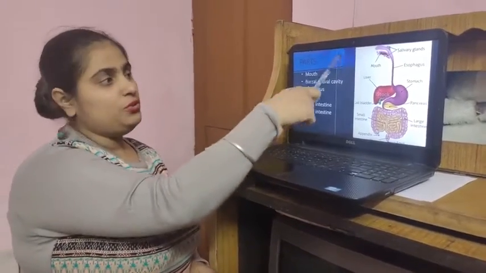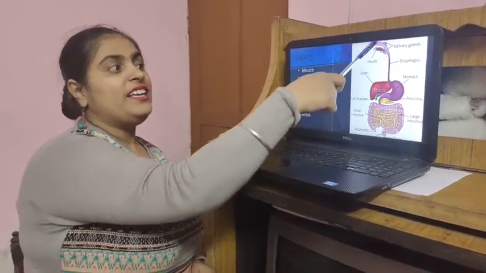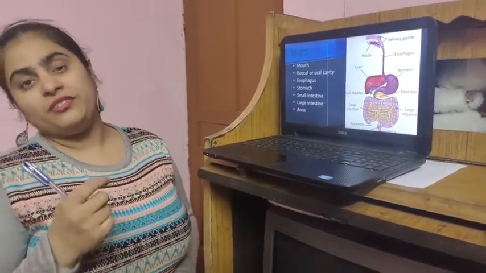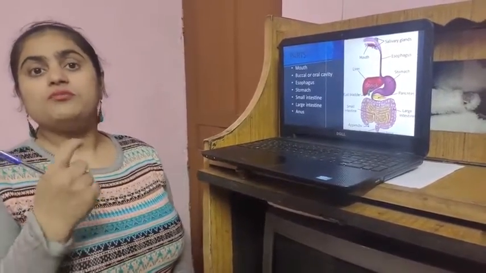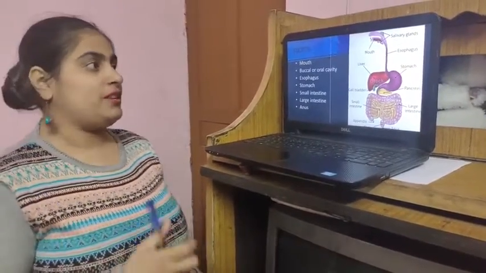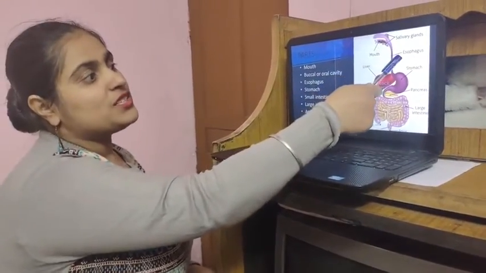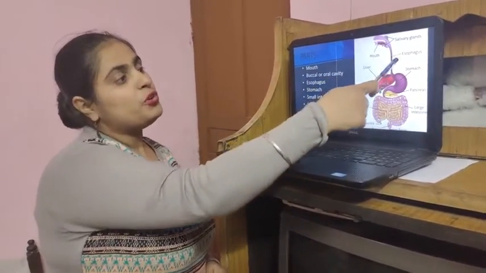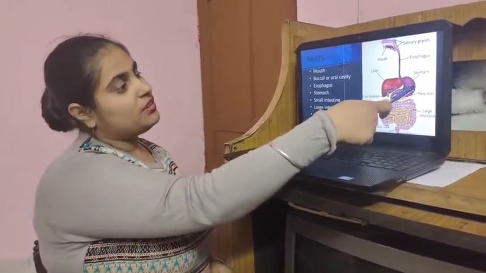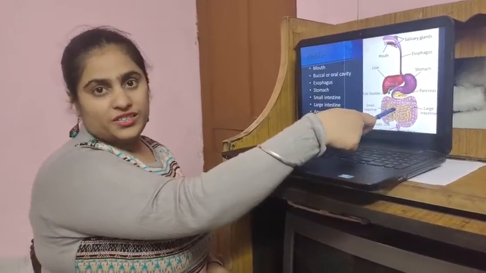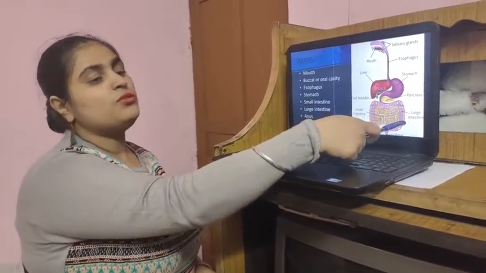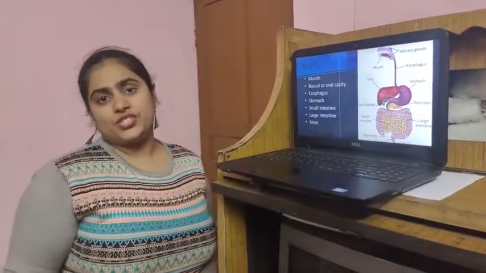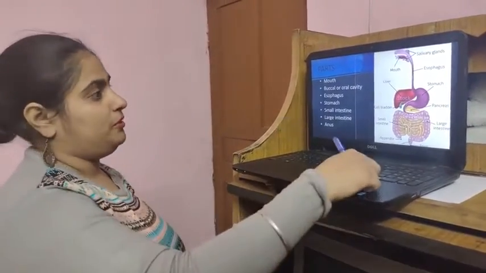The first part is the mouth, right? It leads to a cavity known as the buccal cavity or oral cavity, which is actually an open space in which the tongue, teeth and glands are present. This mouth leads to a tube known as the esophagus. From here, food enters the stomach. The stomach leads to the small intestine, and the small intestine leads to the large intestine and finally the anus, through which undigested food or feces is thrown out of the body.